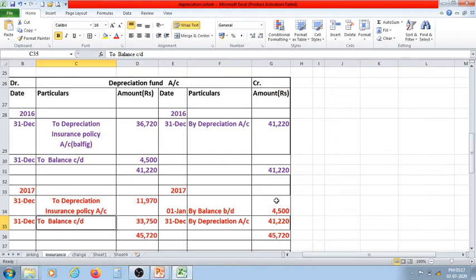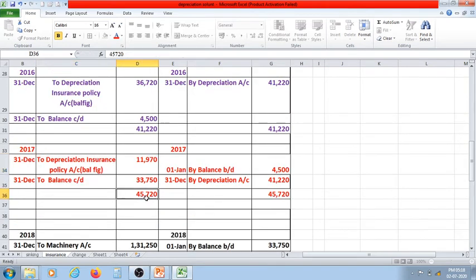33,750. Now when we total the account, it is not tallying. It will have a difference, and that shows the balancing figure of the ledger account. It is 11,970, and it is transferred to the depreciation insurance policy account, 11,970. With this you tally the ledger account of the fund, 45,720.